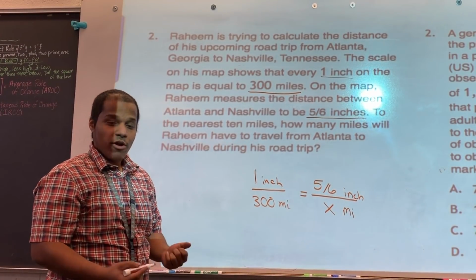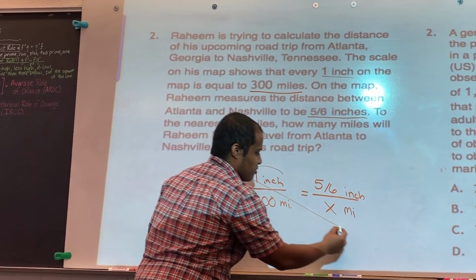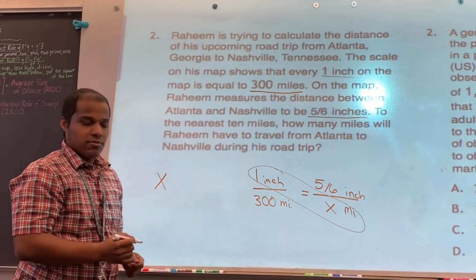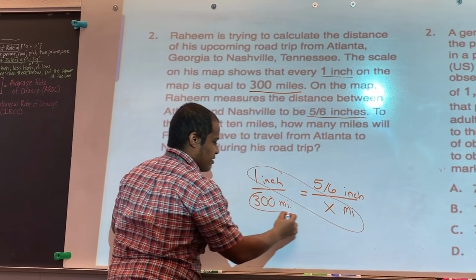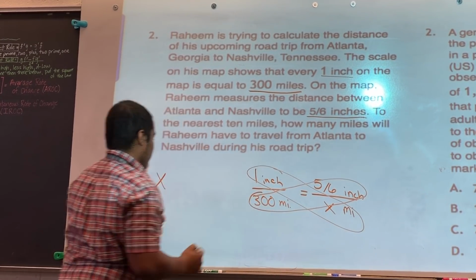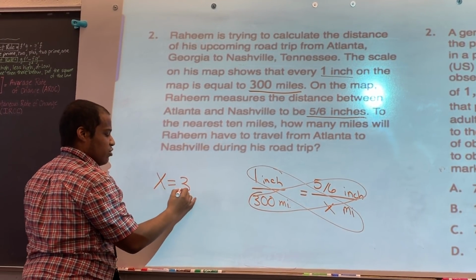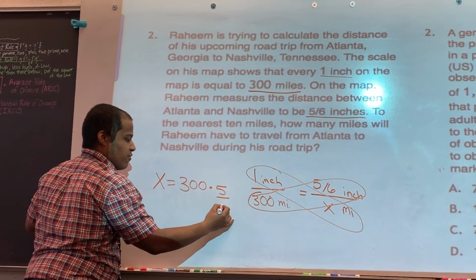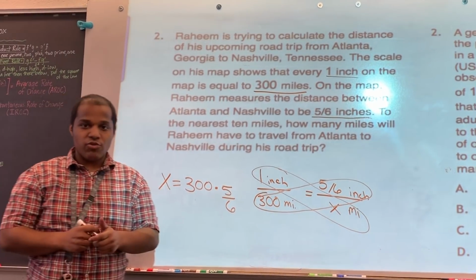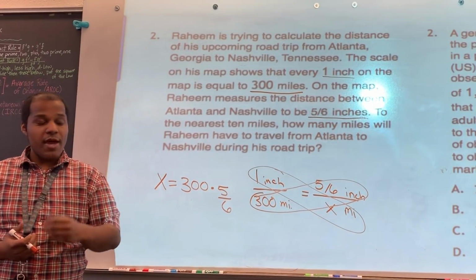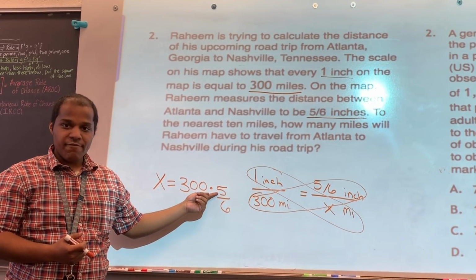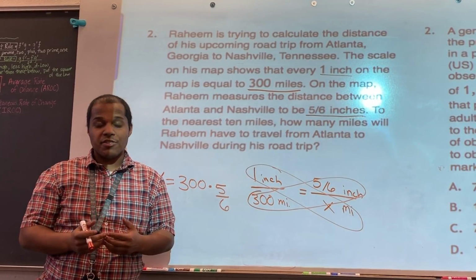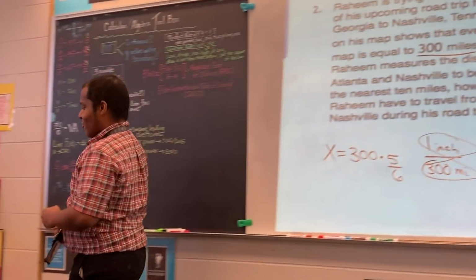So, we're still going to cross multiply. 1 times x is going to give me x. 300 times 5/6 is 300 times 5/6. This we can plug straight into our calculator. Those who are good at math are already just multiplying 300 times 5 and then dividing that answer by 6. If you aren't as strong with your math skills, that's okay. Let's use the calculator.